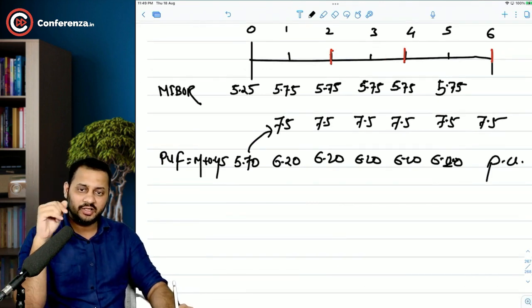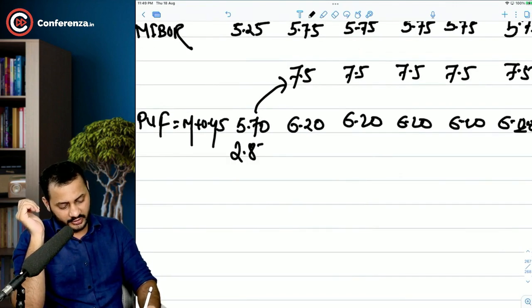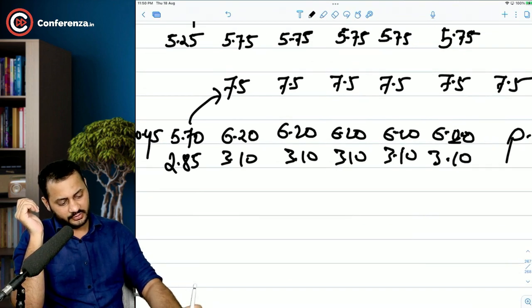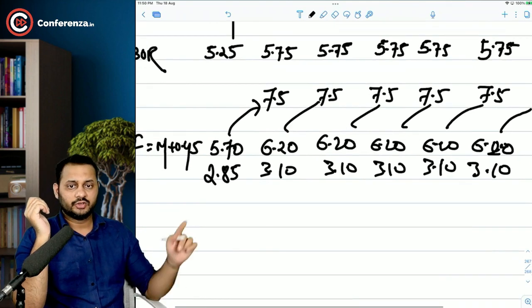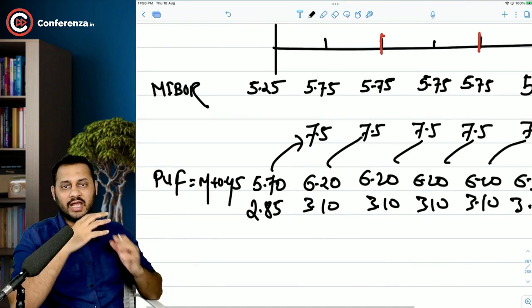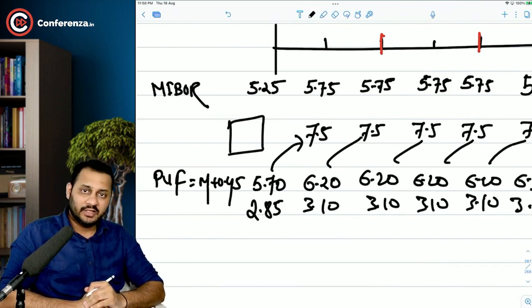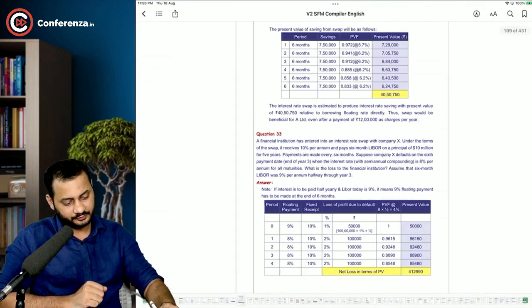So we have to convert the rate also into a 6 months rate. So it will be 2.85, 3.10, 3.10, 3.10, 3.10, 3.10. So these are the rates that will be applicable to discount the savings. We have to calculate the present value of all the savings, 6 months payment. That's why we have taken 7.5 lakhs. Now understand the calculation on the next page.